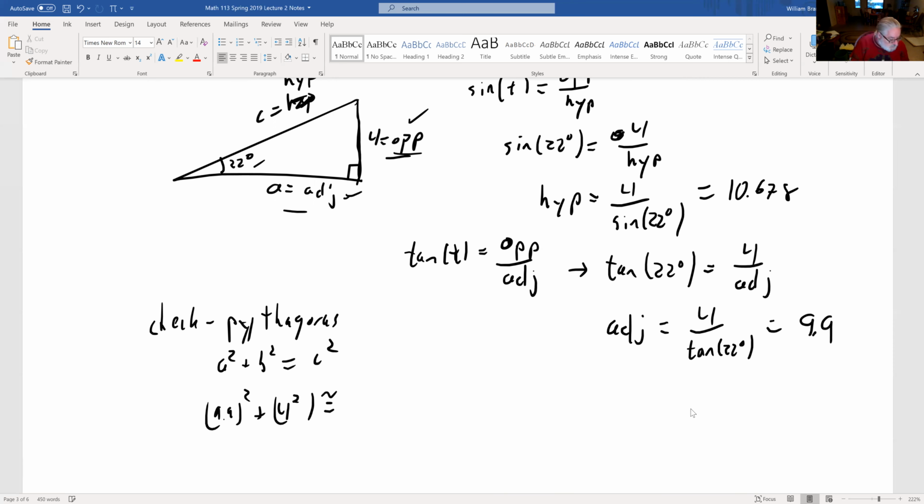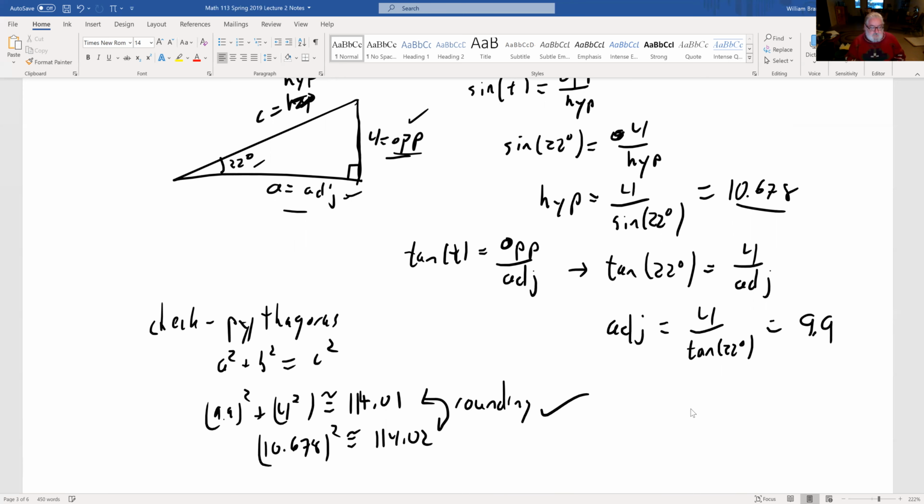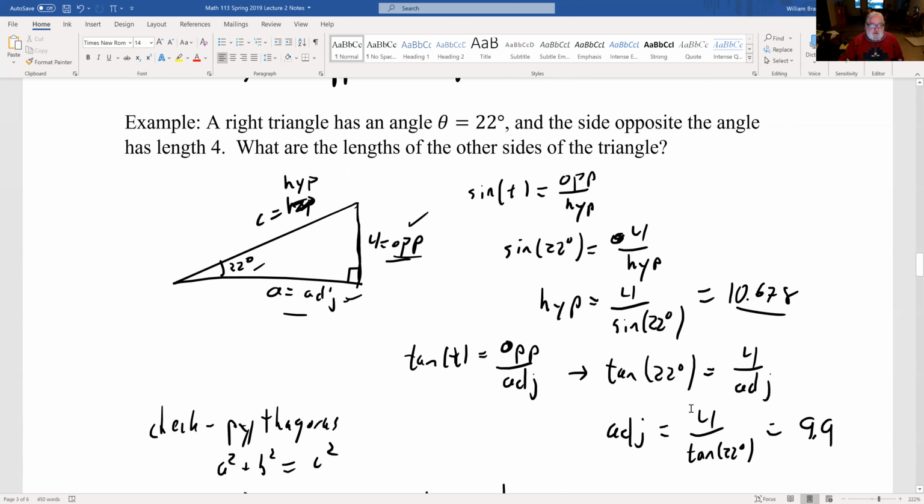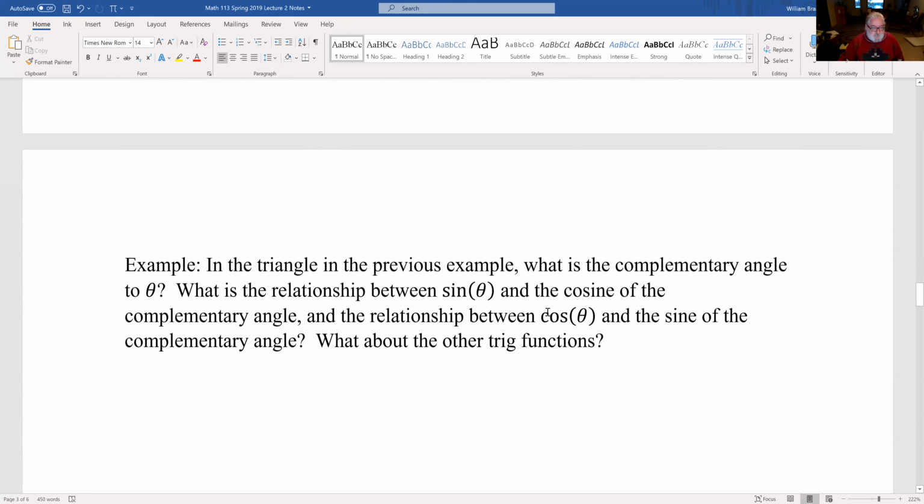We get about 114.01. If we take my hypotenuse and square it, that's 10.678 squared. We get about 114.02. There's some rounding error here, but close enough, right? So we found the lengths of the other side. So if I know an angle and a length of one side, I can figure out all the other sides.